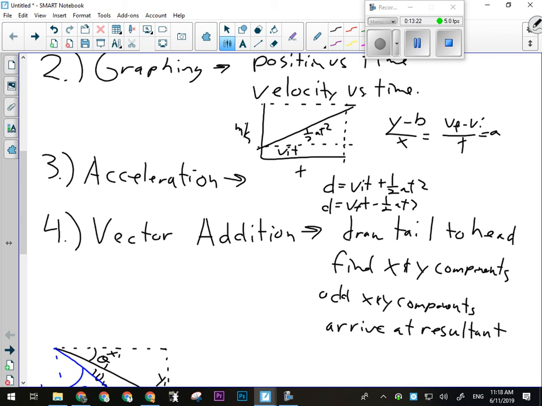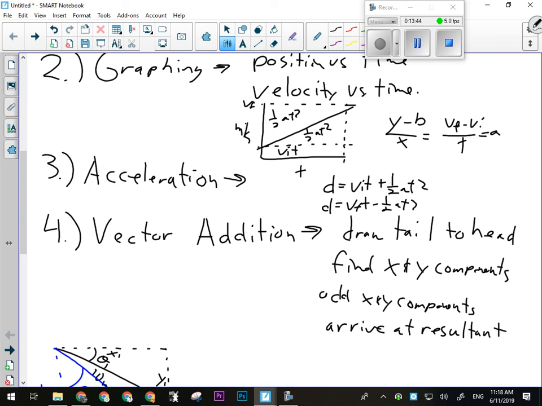Yes, but no, not the top triangle. It's the whole box. Vf is this number here, times t. That calculates that whole rectangle. Then I subtract 1/2 at squared because these two triangles are the same. So I subtract that, and that still leaves me with this area under the line. So that's where both of those formulas are coming from.